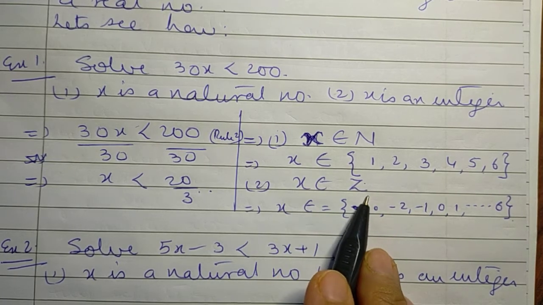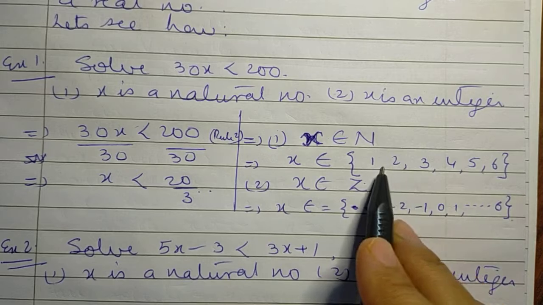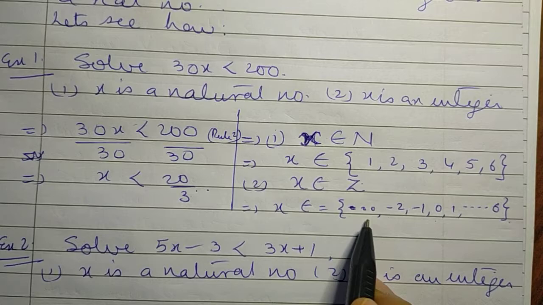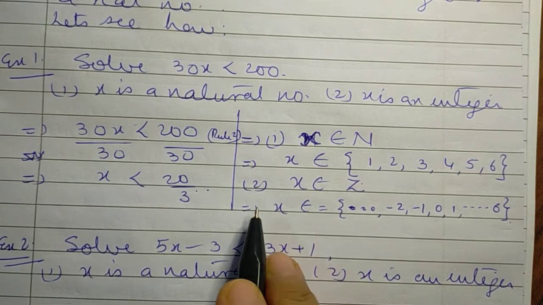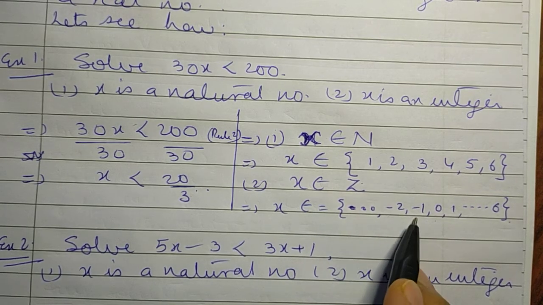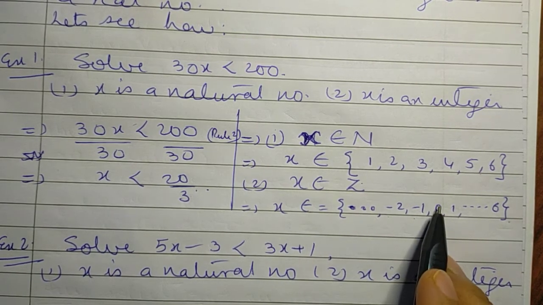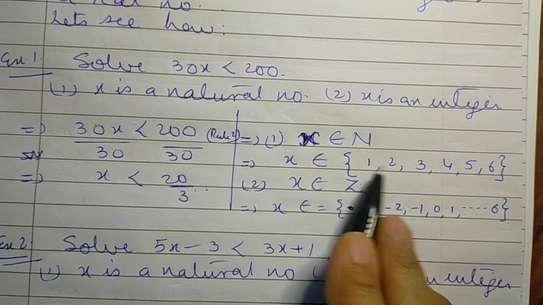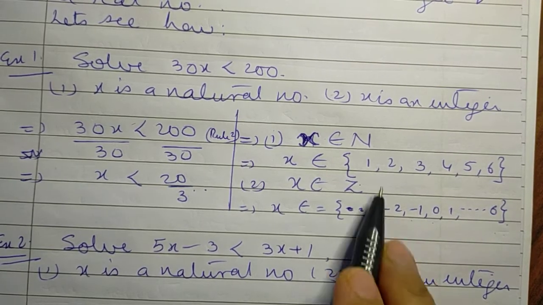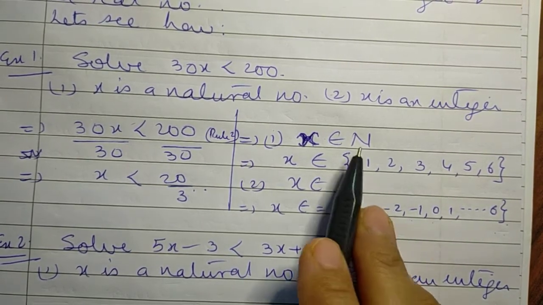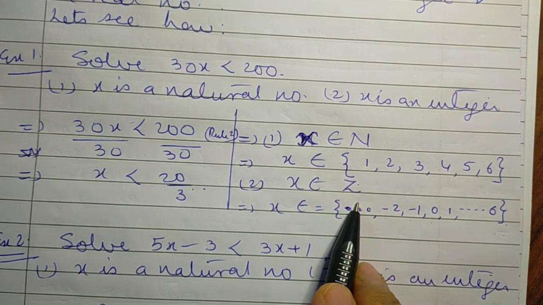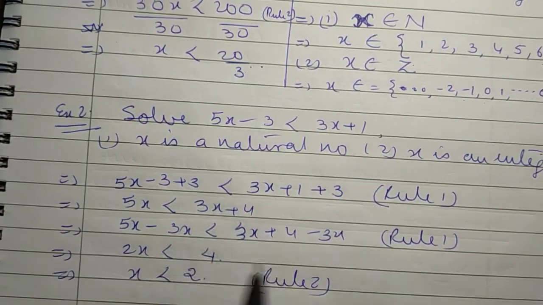Whereas when x is an integer, we know that along with these natural numbers, you can even have 0 or -1 or -2, and it goes on till minus infinity. So this will be an infinite set having all negative integers, then we have 0 and all positive integers from 1 to 6, which are also called natural numbers. So you can clearly see that we get different sets of results when x is a natural number and when x is an integer. Same way, let's take another question.